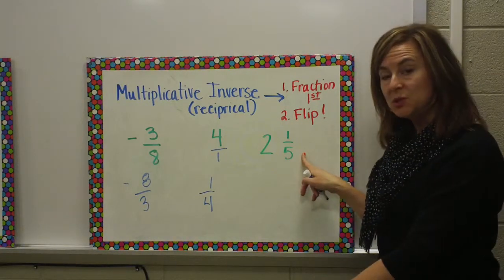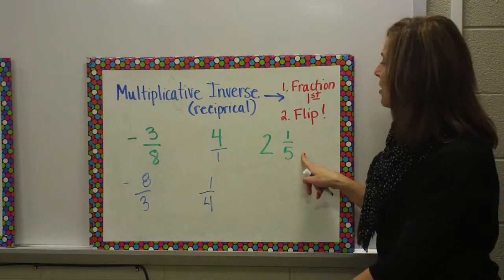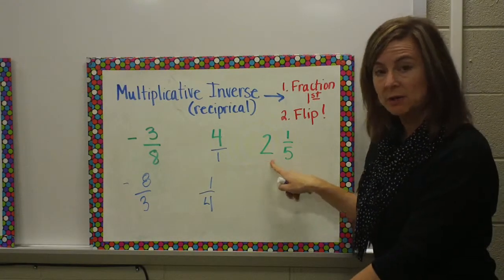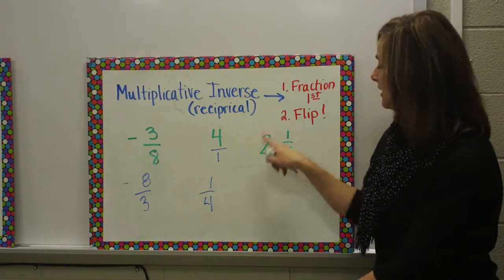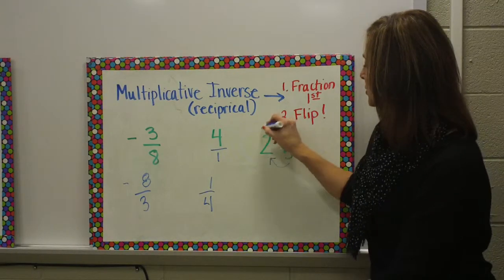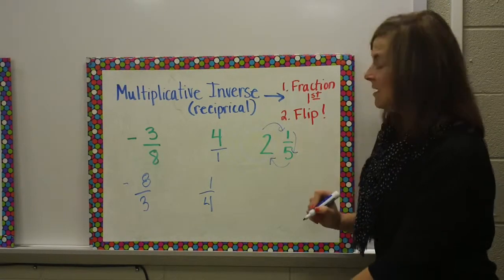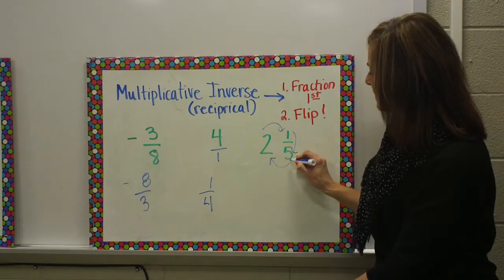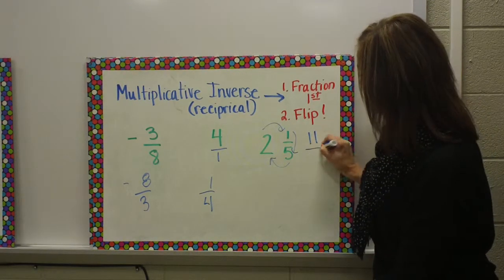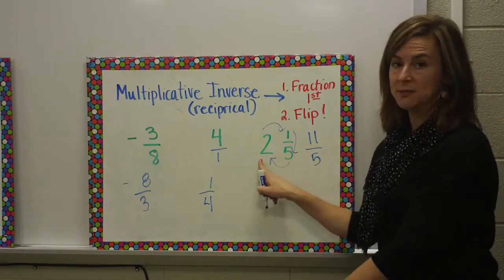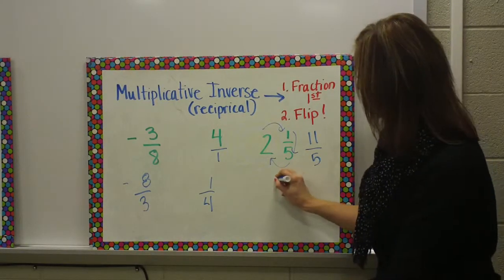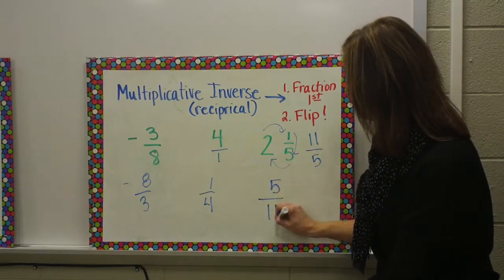Here we have a mixed number, 2 and 1/5. First, we need to make it just a fraction. We have a whole number and a fraction. We only want it in fraction form, so we're going to use our MAC, meaning we start at the bottom, multiply, add, and copy. So that's going to give us 11/5, because 5 times 2 is 10, plus 1 is 11 over 5. And then to flip that, just put 5 over 11.